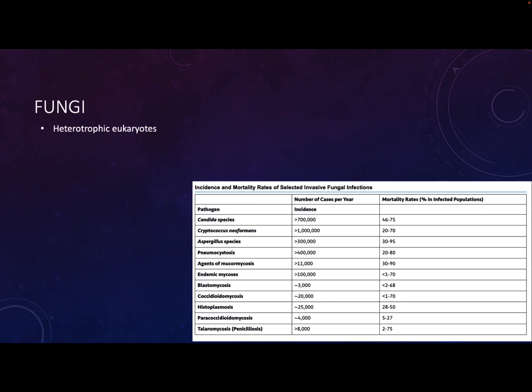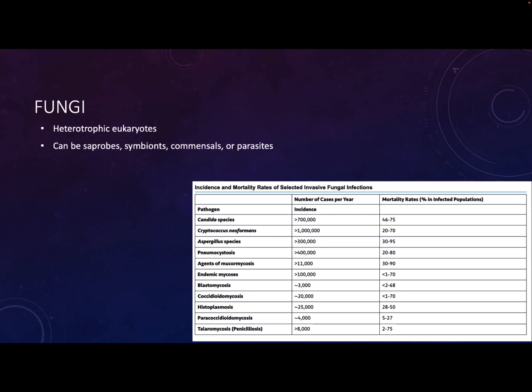Fungi are our first eukaryotes that we're talking about. They're heterotrophic, right? They don't make their own food, they consume food. Some common fungal infections are listed here. We're not going to talk about all of them. We will talk about some, the ones that are more likely to be seen, especially in the US.